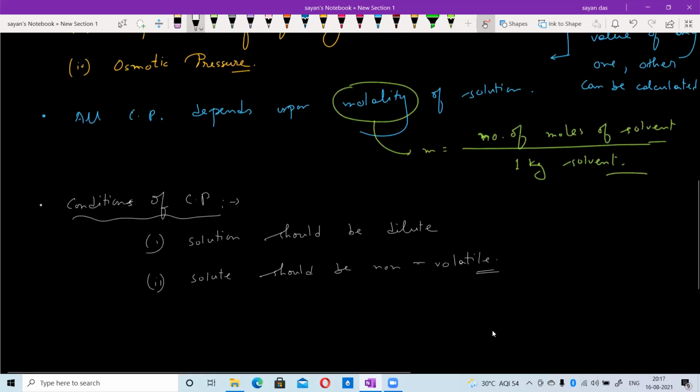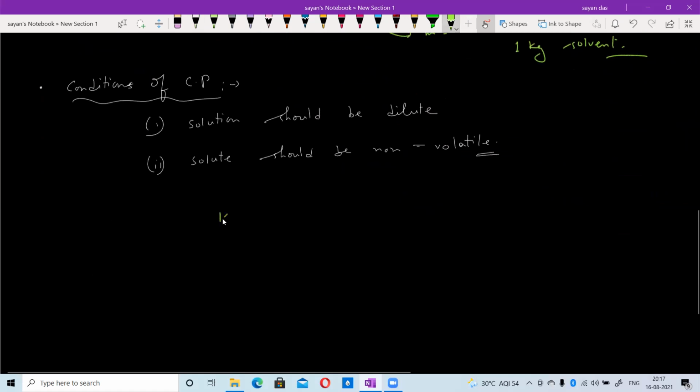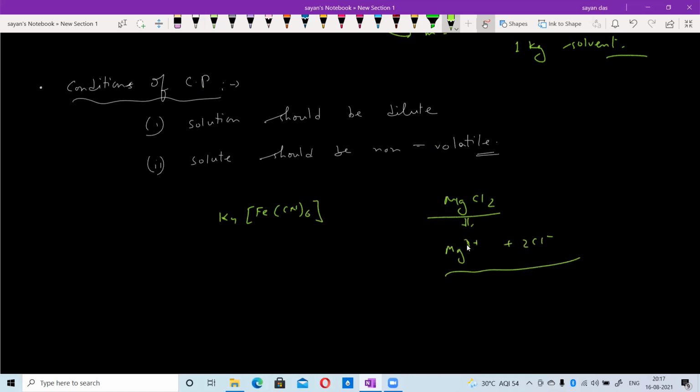Now tell me in which case the colligative property will be high. Suppose I am giving you two examples: K4Fe(CN)6, potassium ferrocyanide, and MgCl2. After dissociation, MgCl2 gives Mg2+ and 2Cl−. So the total number of ions present in the solution is 3.